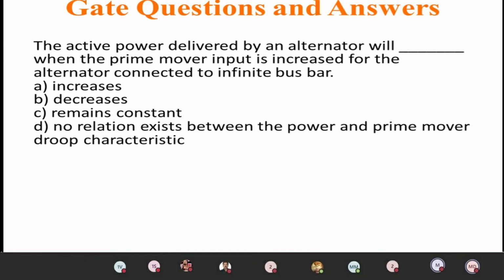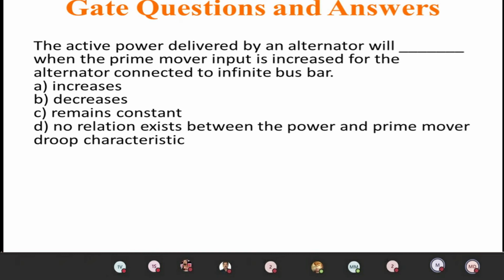After the parallel operation, the alternator is connected to the infinite bus bar, but that condition is called floating condition. The floating condition is nothing but the generator is connected with the grid, but there is no power transfer between the generator and the grid. If it is an isolated generator, while increasing the prime mover input, the speed of the alternator starts to increase.